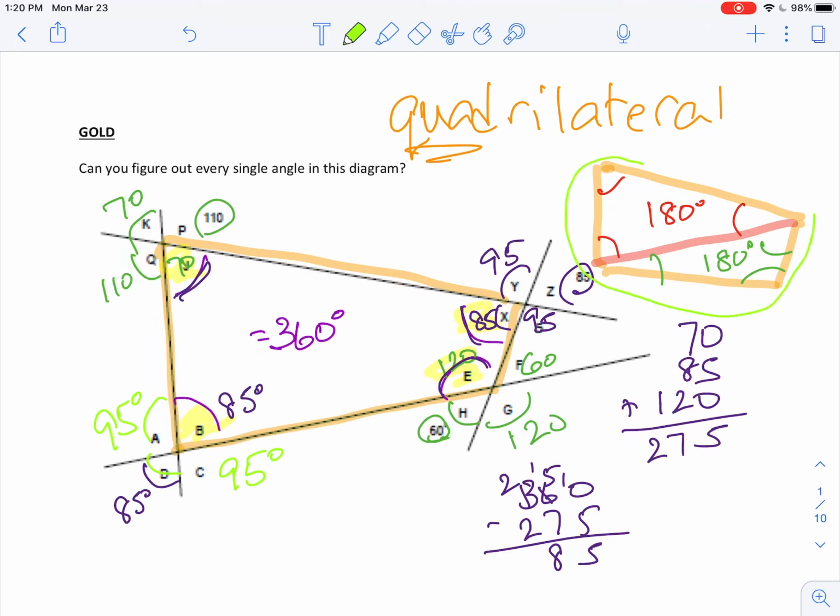Hope that helped you out. Any figure that they give you, you just take and divide it into triangles. And each triangle has 180 degrees. There you go. You grew your brain a little bit.